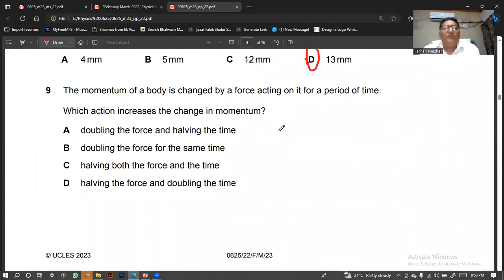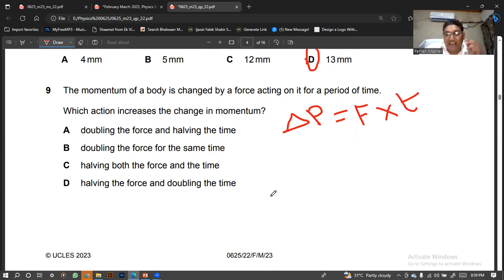The momentum of a body is changed by a force acting on it for a period of time. Which action increases the change in momentum? The change in the momentum, represented with delta P, is equal to the resultant force multiplied by the time that the resultant force is acting on that body. So doubling the force and halving the time: if you double it and halve it, the effect will be canceled. The change in the momentum will remain the same. Doubling the force for the same time.